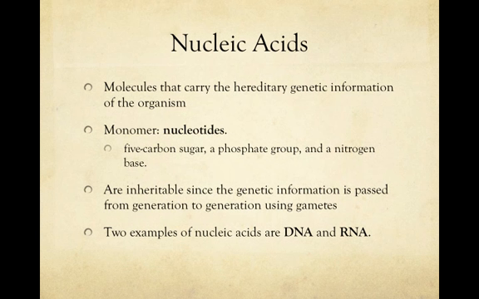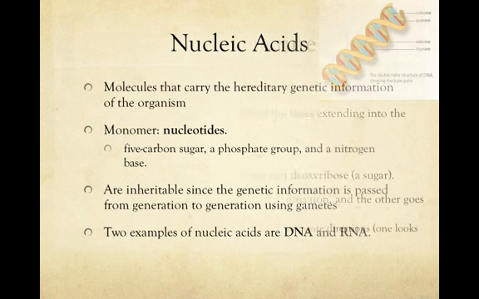I will be doing nucleic acids as the inheritable informational molecules, aka DNA. So nucleic acids are molecules that carry hereditary genetic information of the organism. A monomer of the nucleic acids is a nucleotide, which consists of a 5-carbon sugar, a phosphate group, and a nitrogenous base. They're inheritable since the genetic information is passed from generation to generation using gametes. Two examples of these are DNA and RNA.